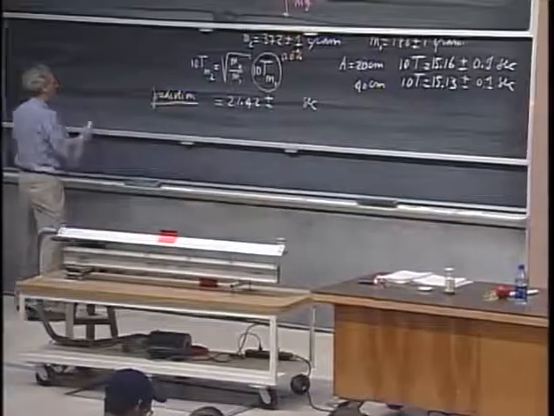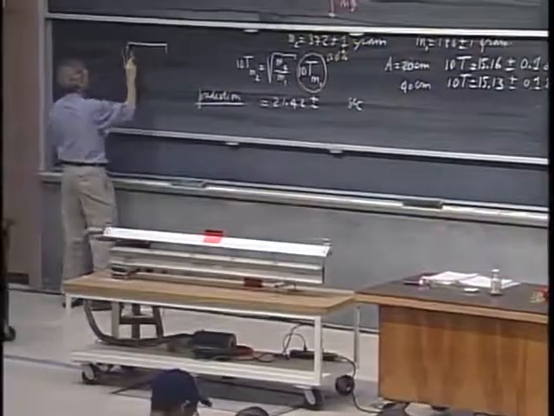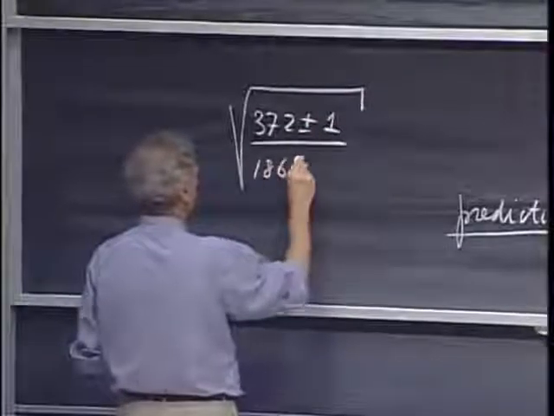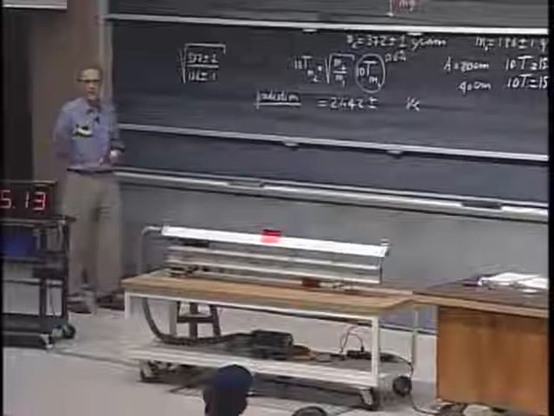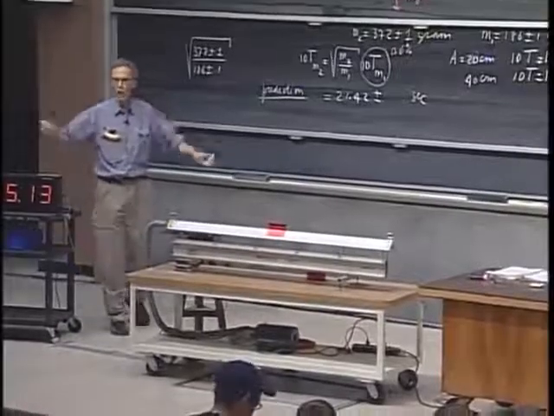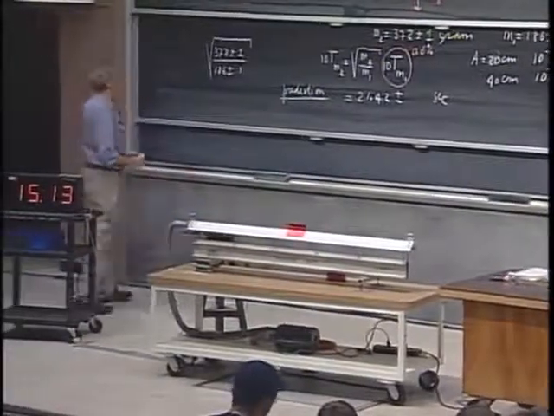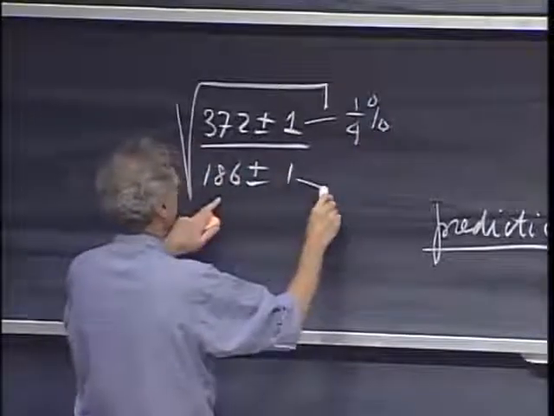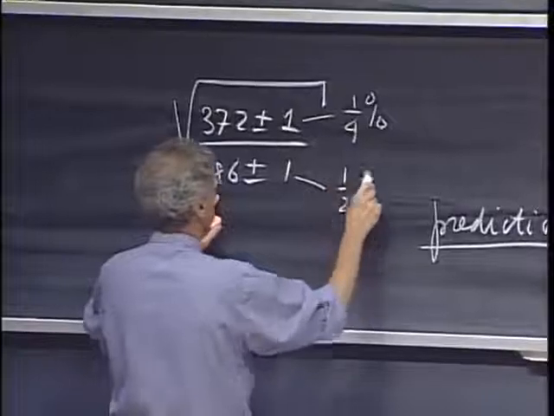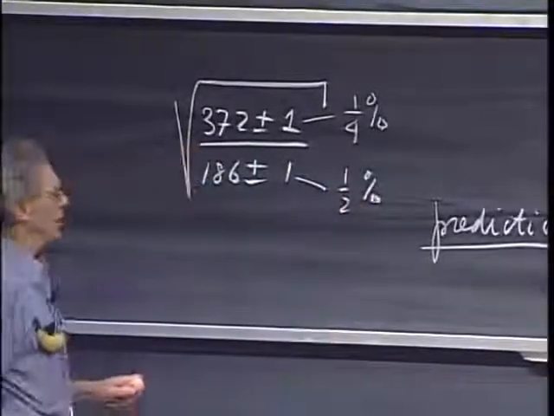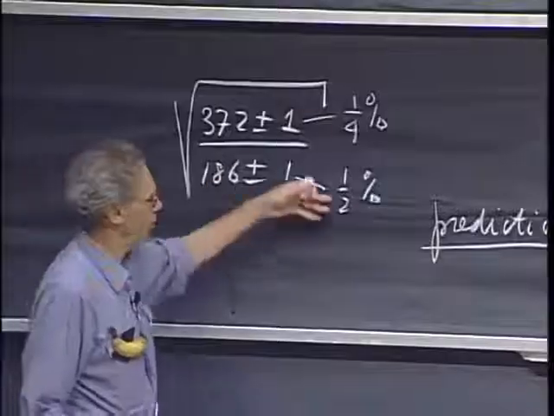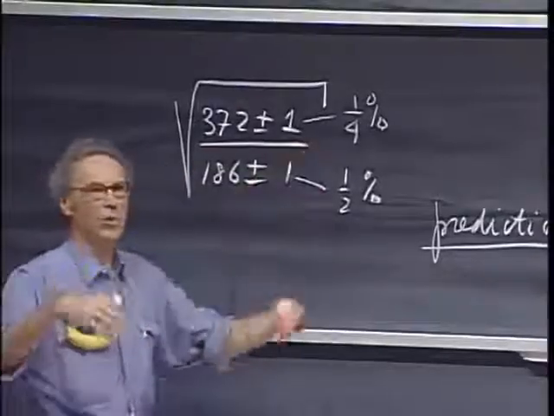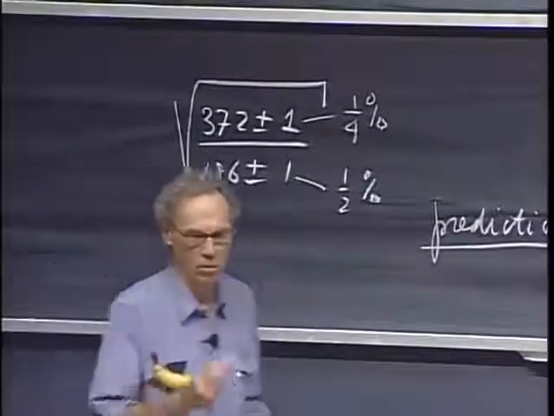You may think that the uncertainty in there equals the square root of 372 plus or minus 1 divided by 186 plus or minus 1. And now you may argue, and it's completely reasonable that you would argue that way, you would say, well, this is roughly 0.25% error here under the square root, and this is roughly 0.5% error. 1 out of 200 is about half. So you would add up the two errors, 1/4 plus half, that's about 0.7, and because of the square root, that becomes 0.35%, and that's wrong.